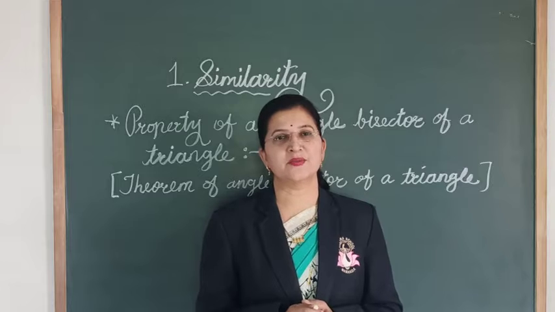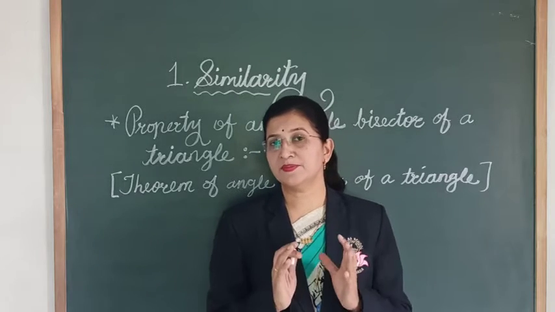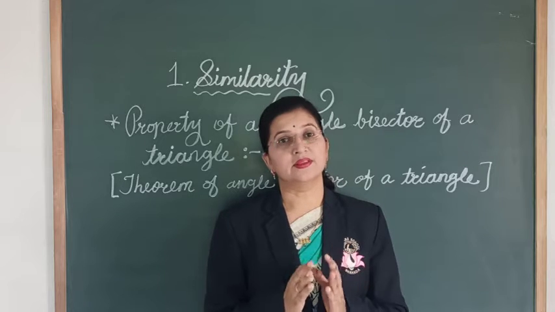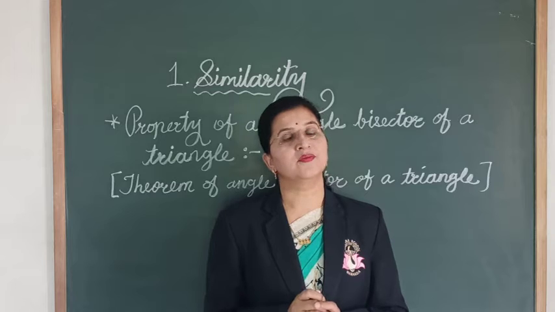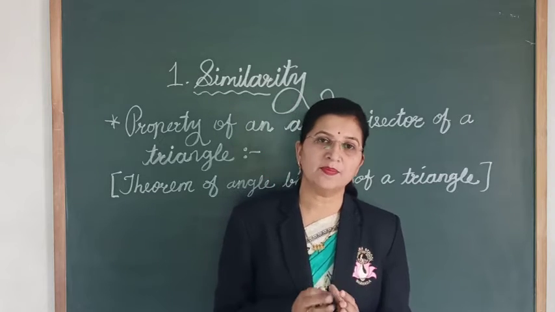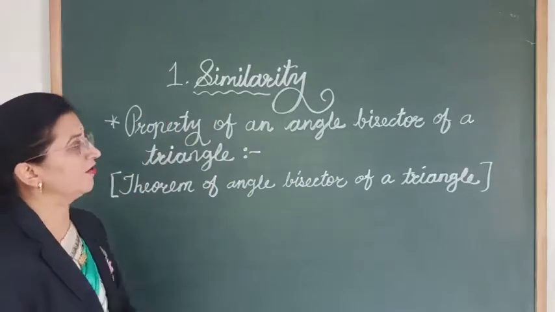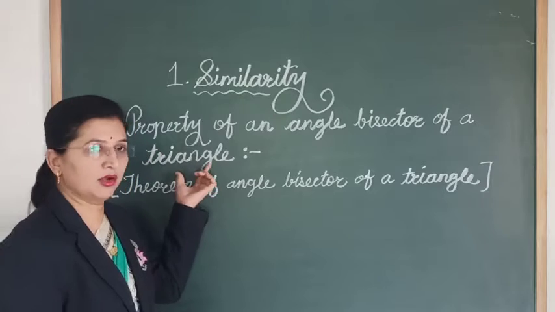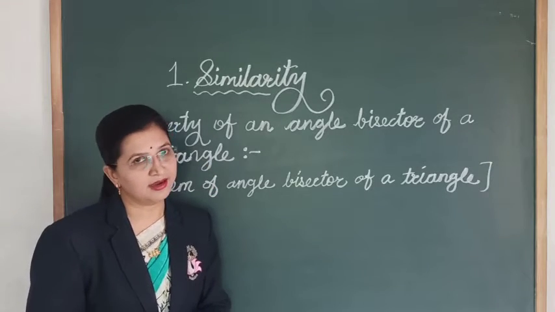Welcome to the video series of Mathematics class 10. Dear students, in the first part we learn the ratio of areas of triangles. In the second part we learn the basic proportionality theorem. Now in this third part we are going to learn the next theorem, that is the property of an angle bisector of a triangle, or we can also call it the theorem of angle bisector of a triangle.